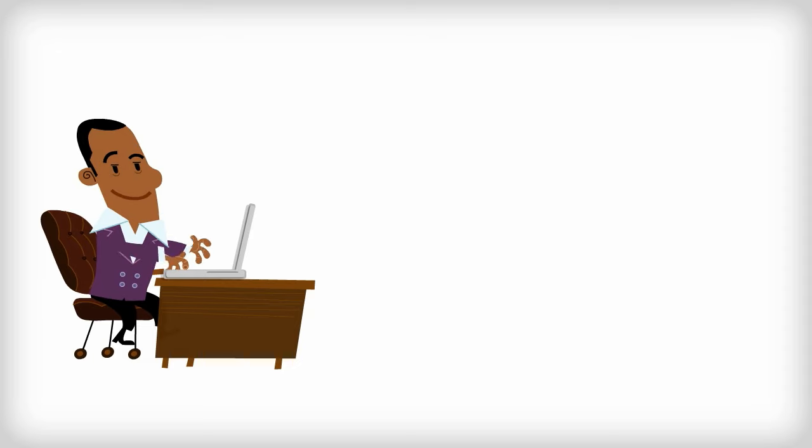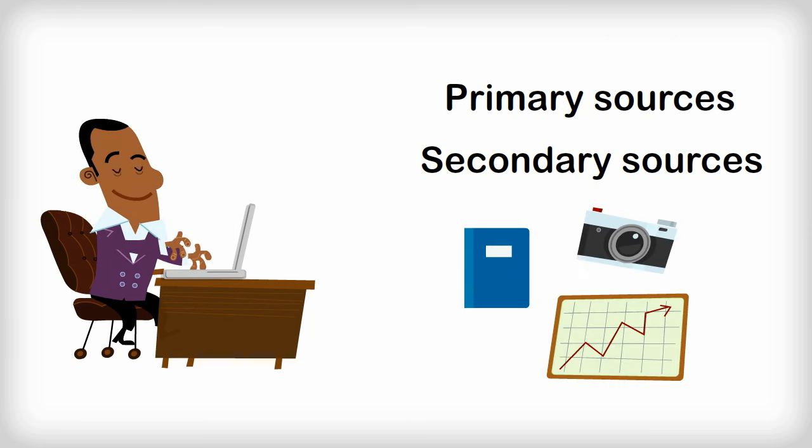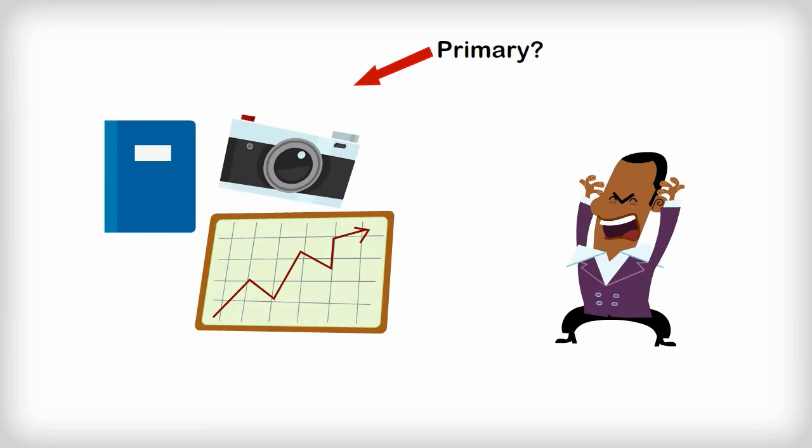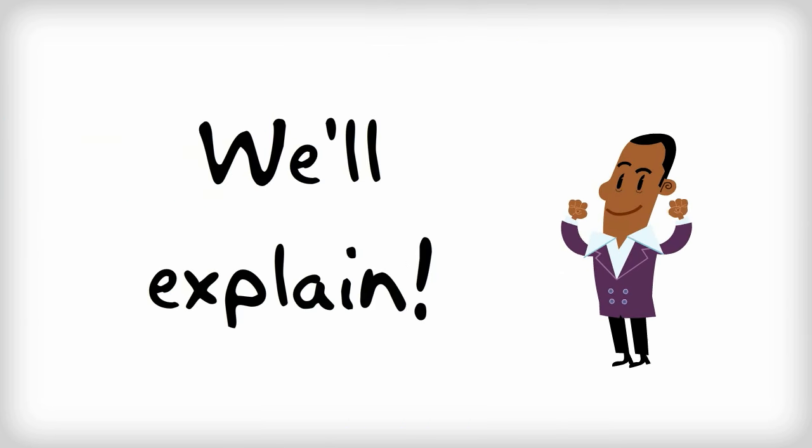The content of your research project will be made up of primary and secondary sources. Primary and secondary sources come in many different formats, and there are benefits for referencing both types in your assignment. It can be difficult to figure out if a source is considered primary or secondary, but don't worry, because we'll explain the differences here so that you can decide which are best to use in your assignment.